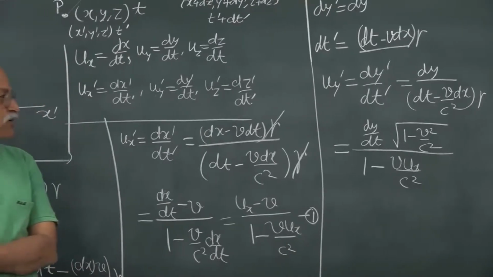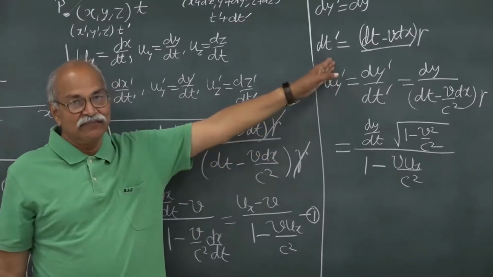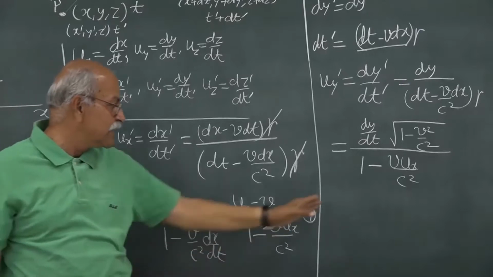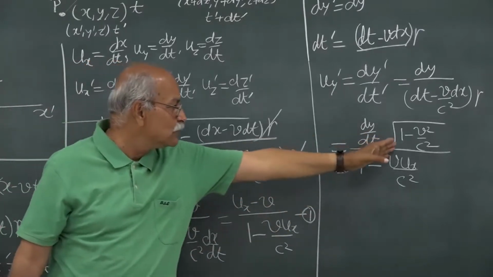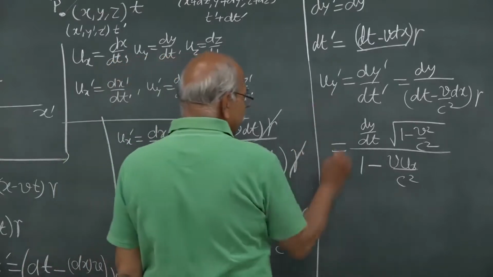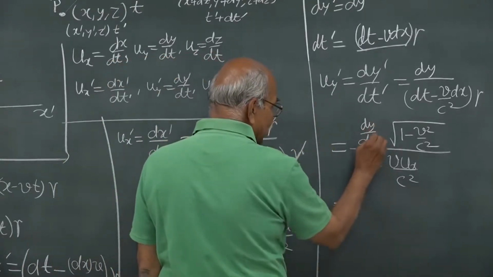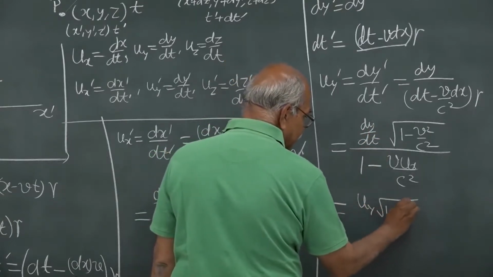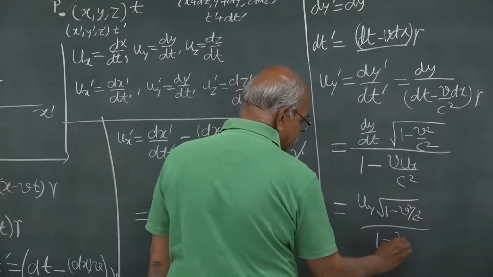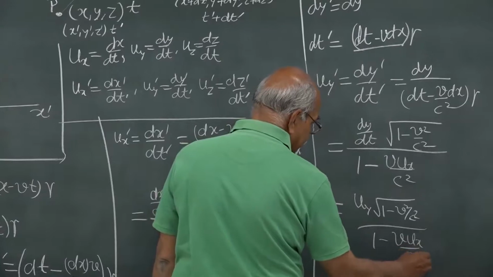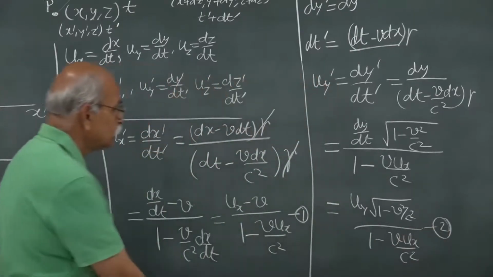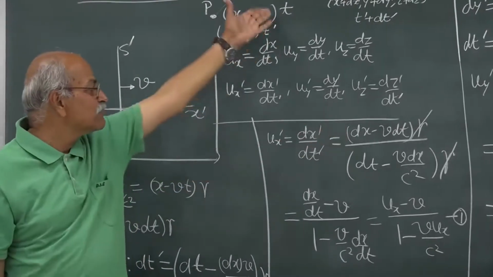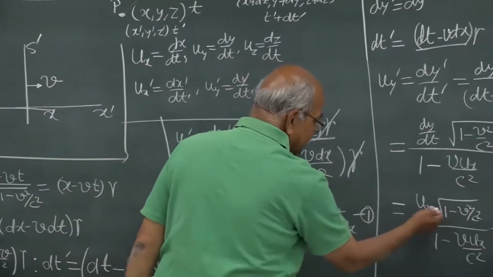So the expression for y component of velocity in S prime looks more complicated than the x component. The denominator is the same, but here it is dy by dt into square root of 1 minus v square by c square. So you have uy prime is equal to, dy by dt is uy, so uy into square root 1 minus v square by c square divided by 1 minus v ux by c square. And of course, I do not have to do anything for uz prime, you know what it will be. uz prime will be a similar expression.